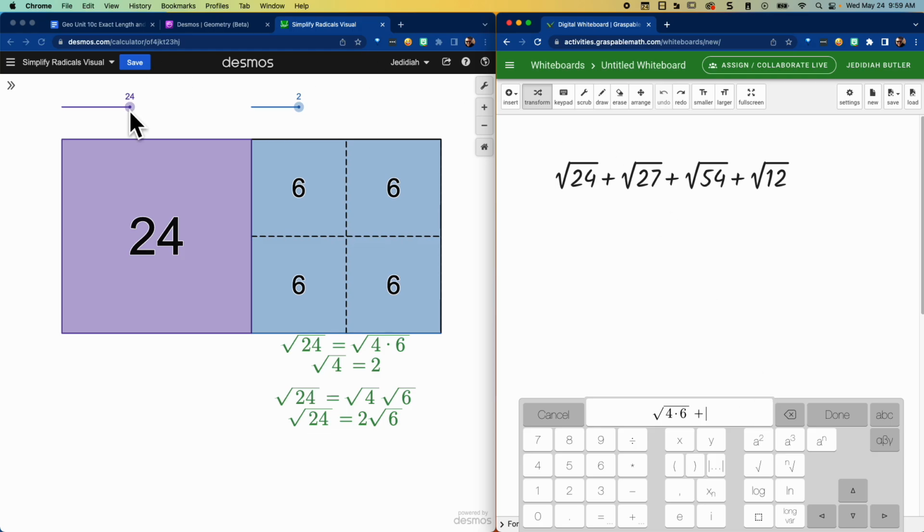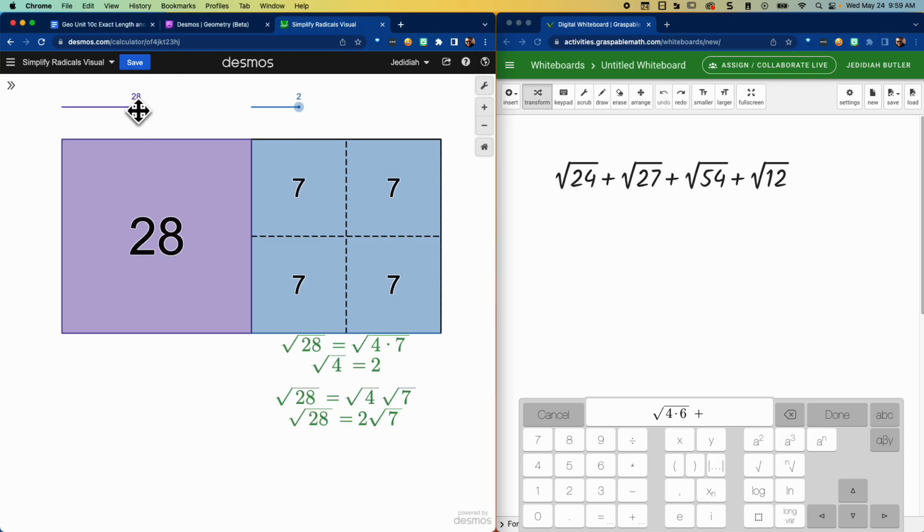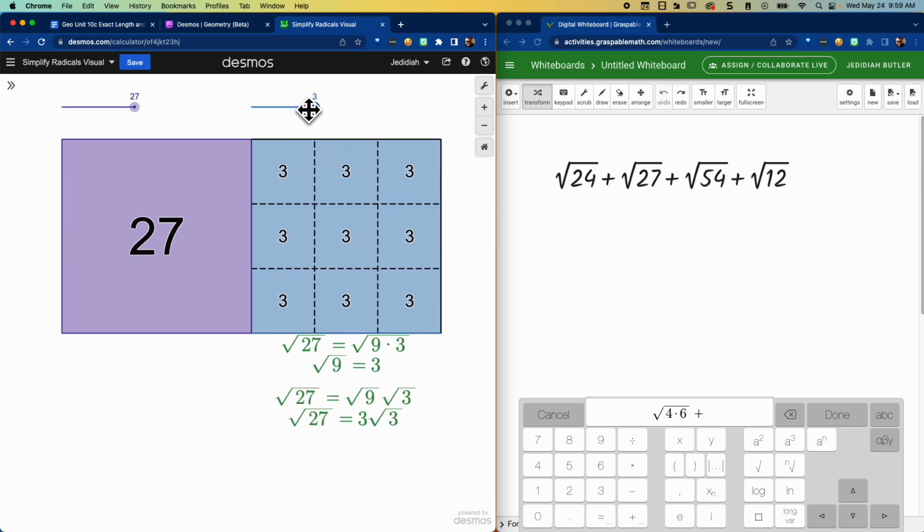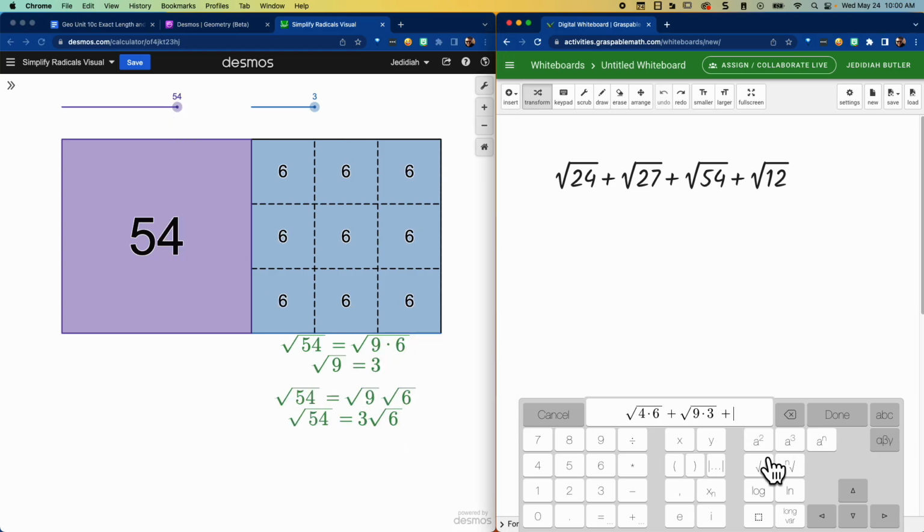Now let's try 27. So I'll scroll this up to 27. And 27 isn't divisible by 2, but it is divisible by 3. So that becomes 9 times 3. So we'll have square root of 9 times 3 for the 27. And then 54. All right, let's do 54. I'll push this up to 54. That also has a 9 times something. So I have square root of 9 times 6. And I think that will be good for us.